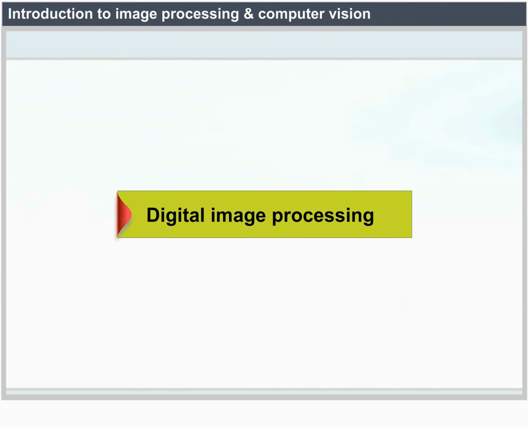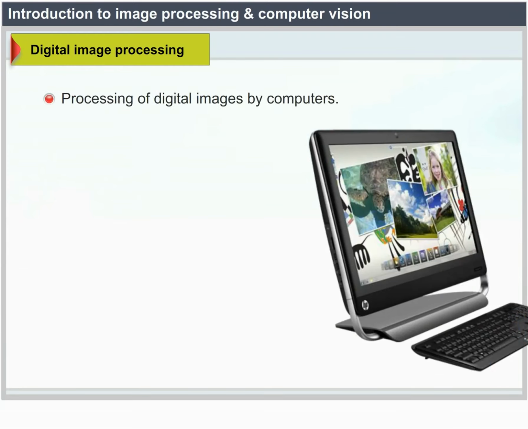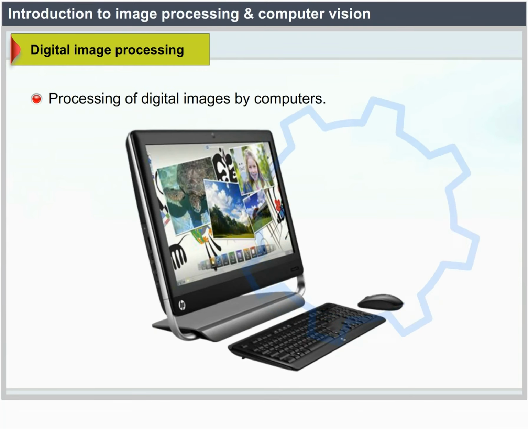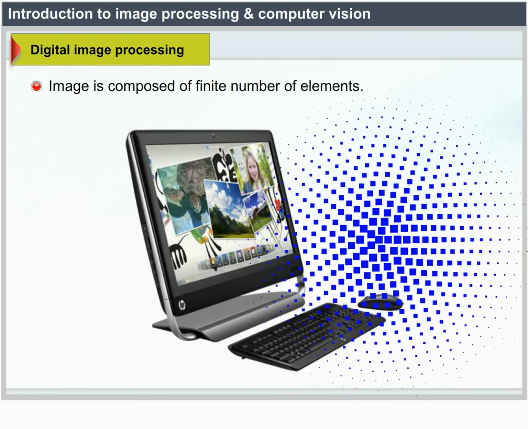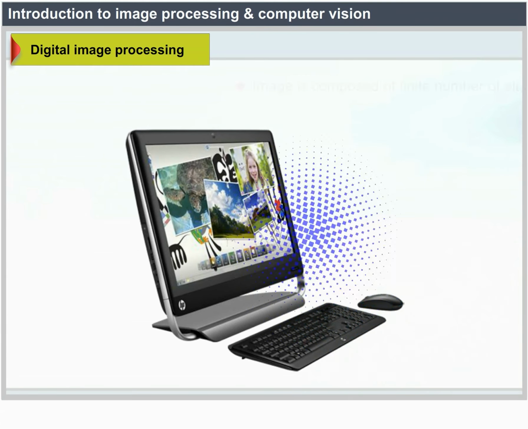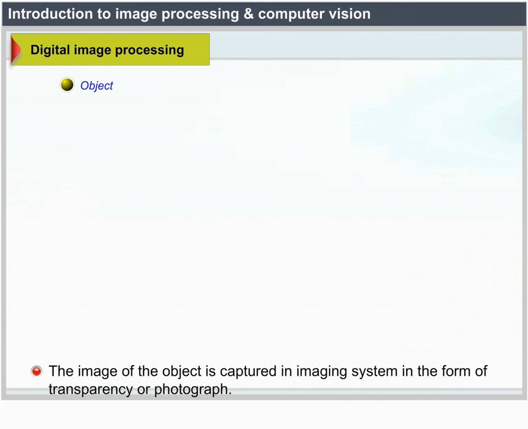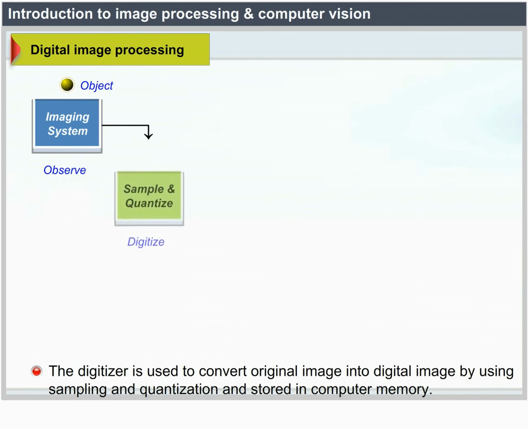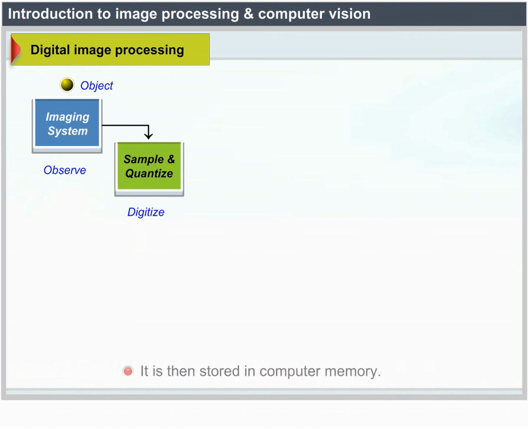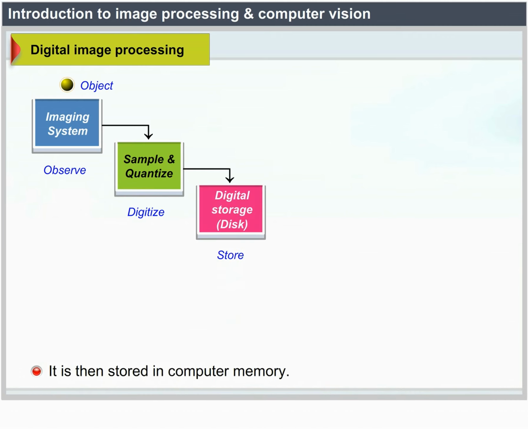Digital image processing. Processing of digital images by computers. Image is composed of a finite number of elements. The image of the object is captured in the imaging system in the form of transparency or photograph. The digitizer is used to convert the original image to a digital image by using sampling and quantization. It is then stored in computer memory.